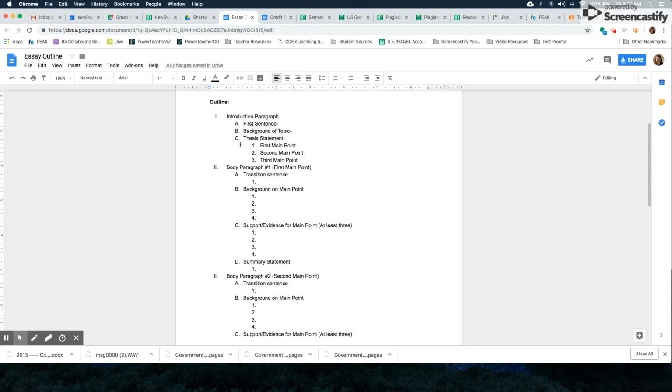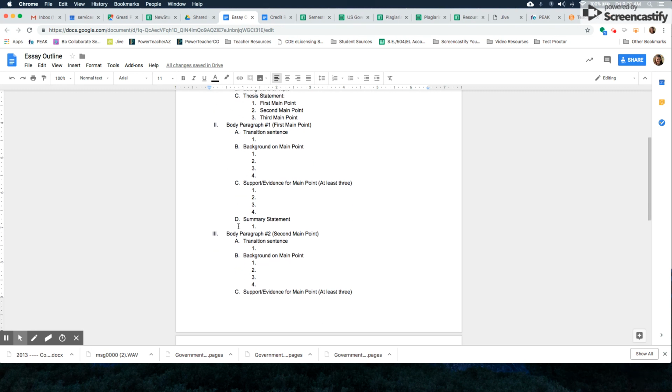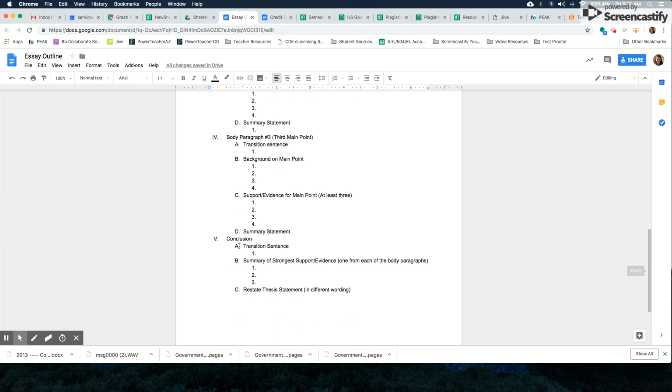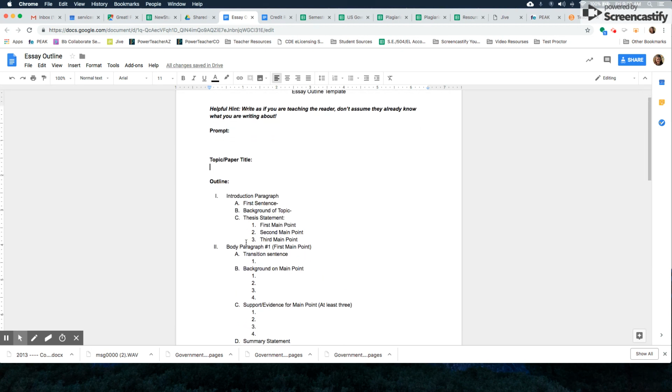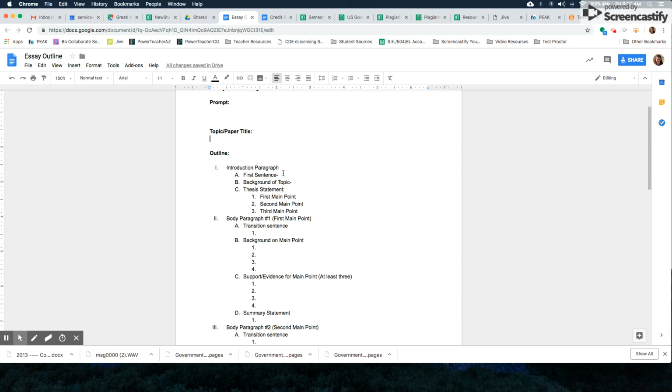All right, let's talk about the actual outline. In a basic essay, you're going to have 5 paragraphs. Those paragraphs are your introduction, your body paragraphs 1, 2, and 3, and then your last one is your conclusion. In your introduction paragraph, the very first sentence should introduce the topic.